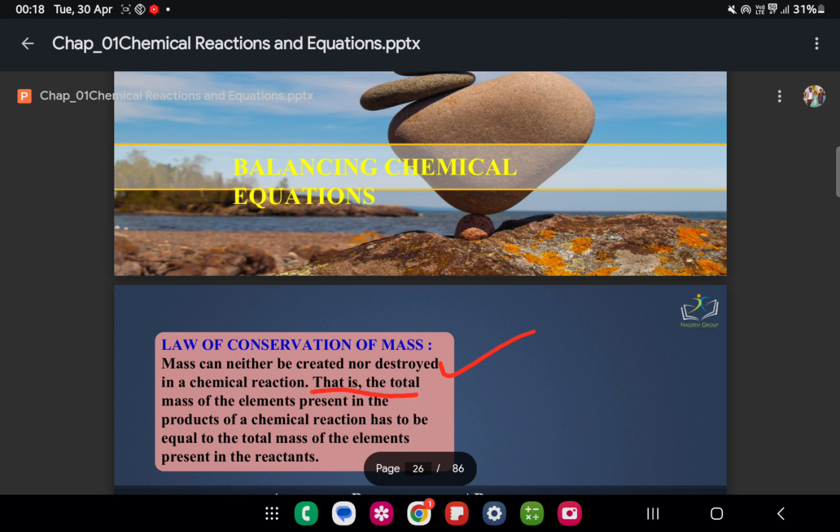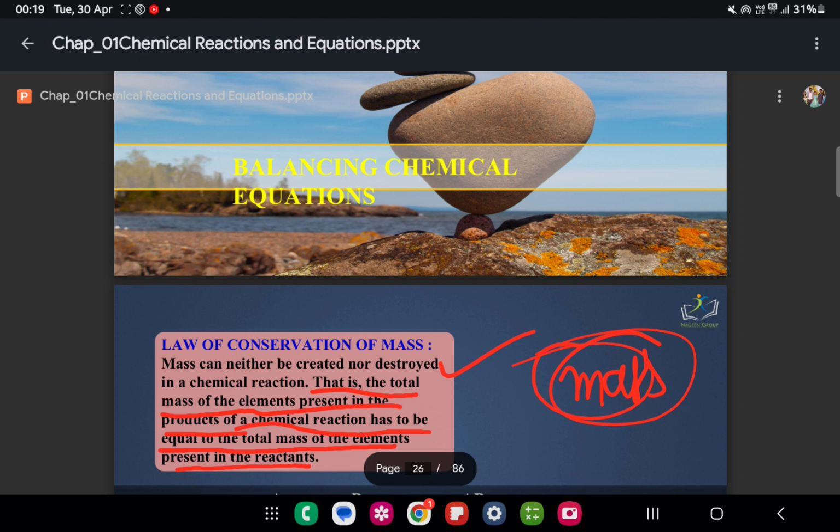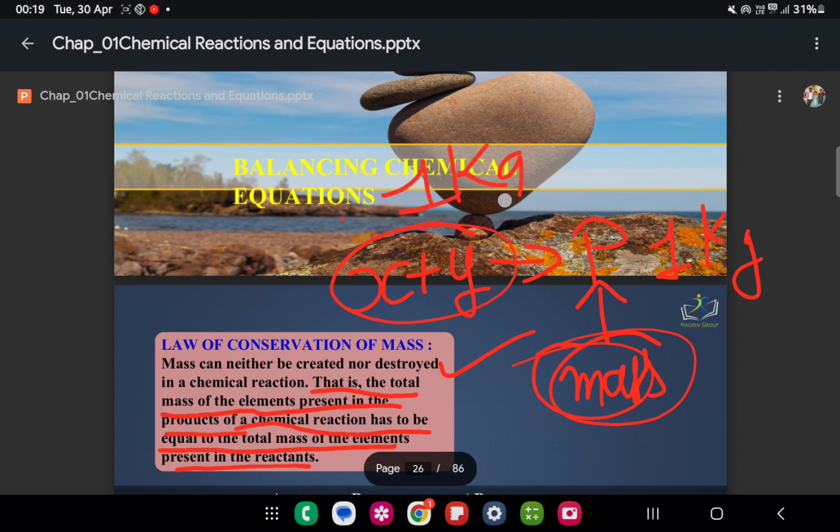That is, the total mass of the elements present in the products of a chemical reaction has to equal the total mass of the elements present in the reactants. If the reactants are X plus Y, that gives rise to the product. If the product has a mass of 1 kg, then the reactants together should equal 1 kg. Both should be equal. That we can represent here. 1 kg should be there.